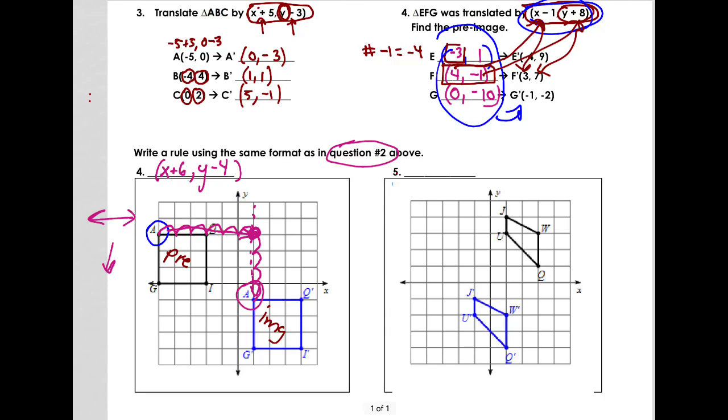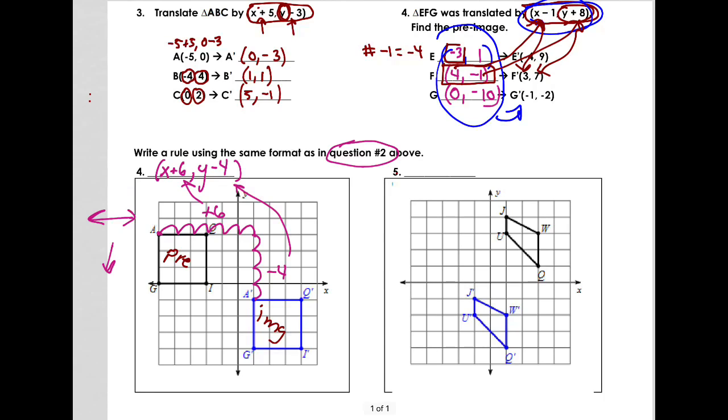So I'll just do that again really quickly just so we can see it without all this scribble scrabble on it. All right, not pretty. Okay, so really quickly, if we started at A, we're trying to get to A prime. I'm going over 1, 2, 3, 4, 5, 6 in the positive direction, and 1, 2, 3, 4 down, so minus 4. So notice those are the pieces in my rule here.